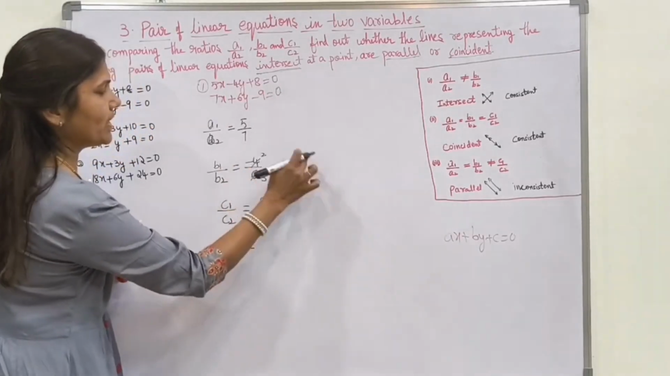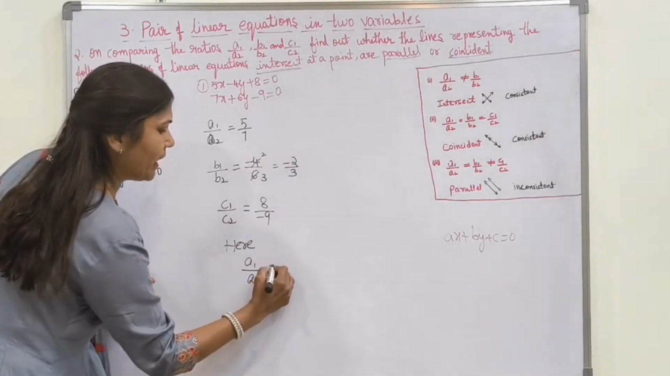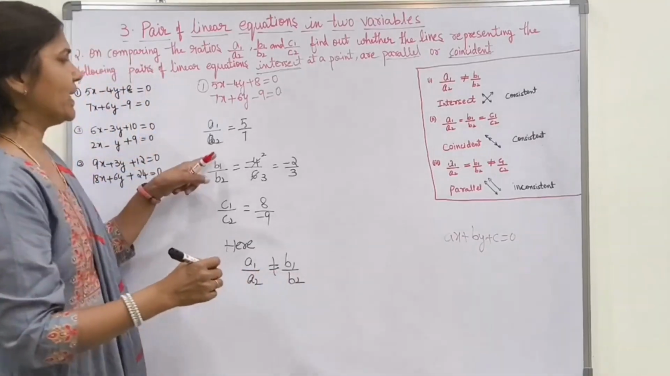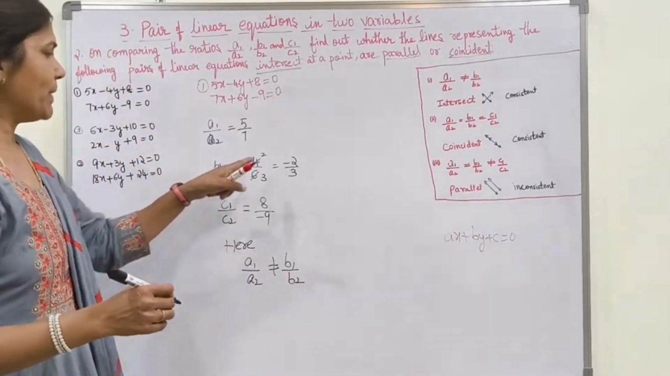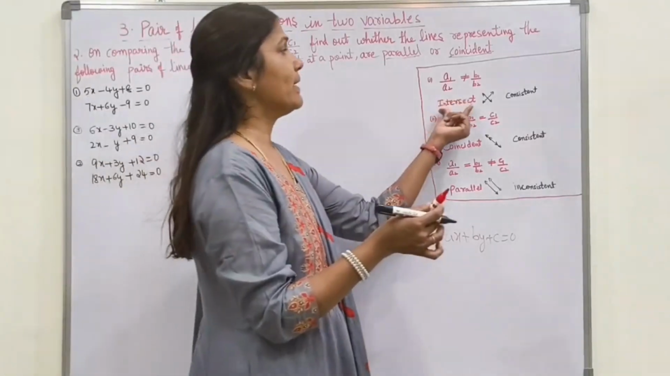These two, observe, how is it? A1 by A2 is not equal to B1 by B2. A1 by A2 is 5 by 7, and B1 by B2 is minus 2 by 3. So these two are not equal, which means which lines?